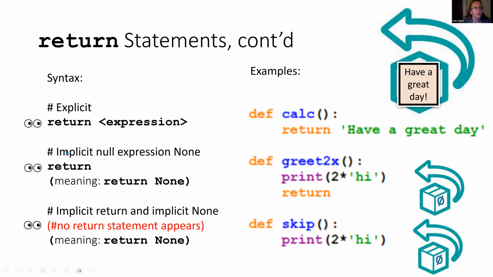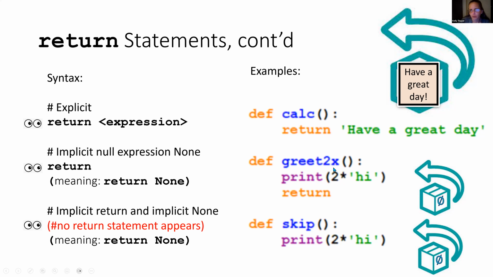Now it gets a little harder. If we have an implicit null expression none, this is what it looks like. It just says return. So your eyes are oogling the word return, but there's no expression after it. And so this is going to be an implicit none. So it will return, and it will return none, which is implicit here.